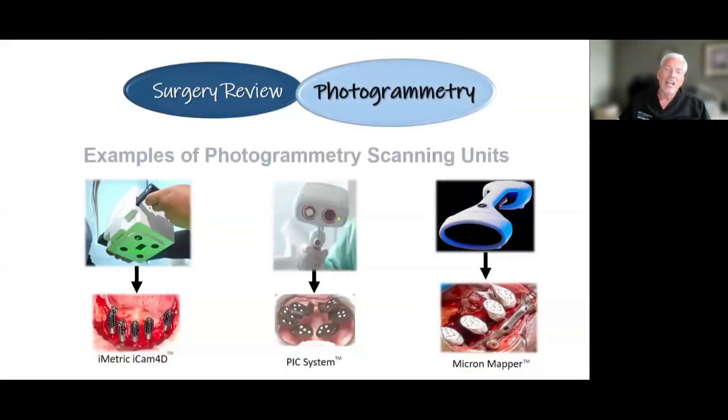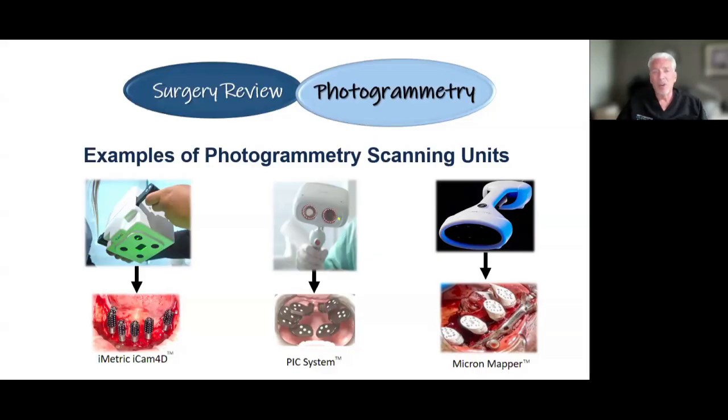So let's just take a look. There are more units than this out there. These are some of the, I think maybe more popular is a way to say it. The iMetric iCam 4D camera, a very nice system. The PIC system, again, a very nice system, and one that's probably been around longer than most any of them. And I'm not going to go into a lot of detail on any one of these systems. That's really not the intent here.